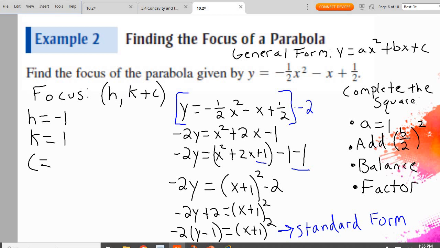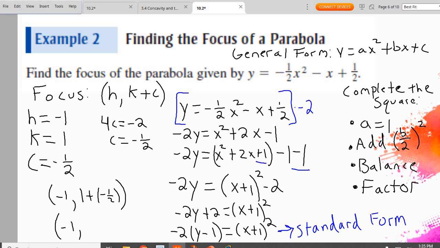So the number that's in front of our Y is what? Negative 2. Well, yes. In our formula, what's in front of the Y? 4C. So that 4C equals negative 2, right? So C isn't negative 2. In order to find your C value, you have to divide by 4. So what do we get? Negative 1/2. So now, what can we do? Plug it all in, right? So I have negative 1, comma, 1 plus a negative 1/2. So we get negative 1, comma, 1/2.